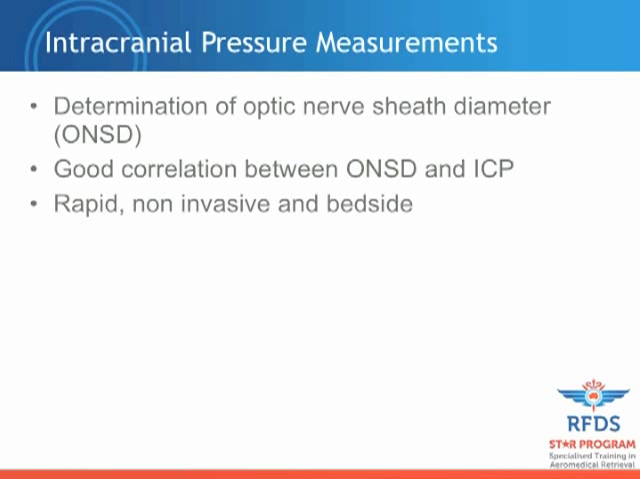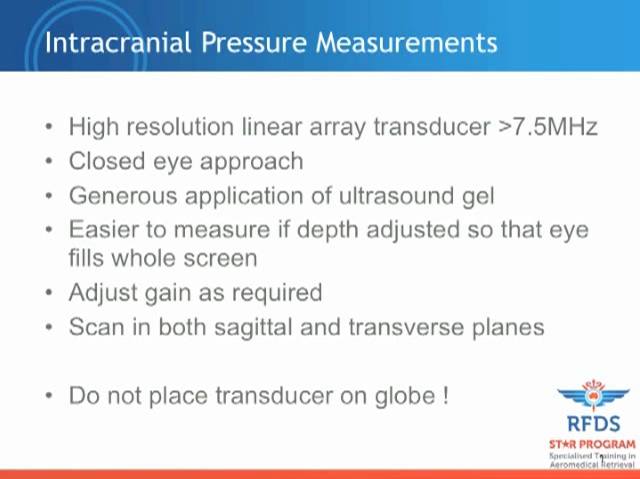There has been for some time very good evidence to show that ultrasound can be utilized to provide a reasonably good correlation between the optic nerve sheath diameter and intracranial pressure. The obvious advantage here is that this is a rapid test that can be conducted in a non-invasive manner and at the patient bedside. So, it's important to note that you need a high-resolution linear array transducer of greater than 7.5 MHz and ideally greater than 10, and you utilize a closed eye approach, which means that the transducer is actually placed on the closed eyelid and not on the globe itself.